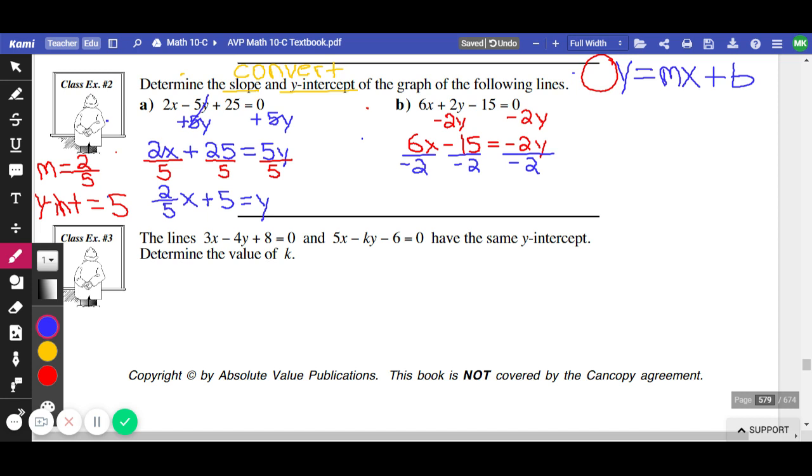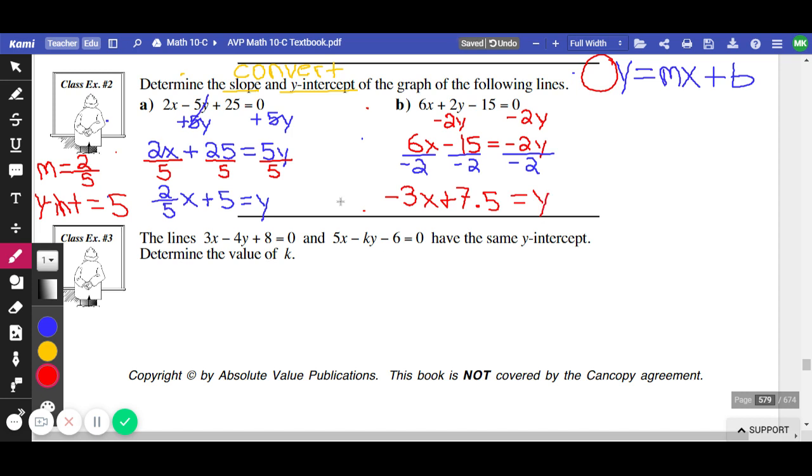Awesome. When you write out your answer, 6 divided by negative 2 is negative 3x. Negative 15 divided by negative 2 is plus. You can leave it as a fraction, which is 15 over 2, or you can convert it to a decimal, which is 7.5. It equals y.